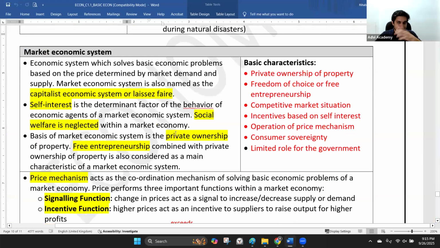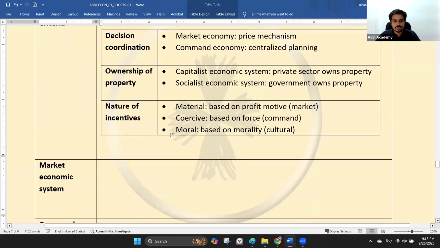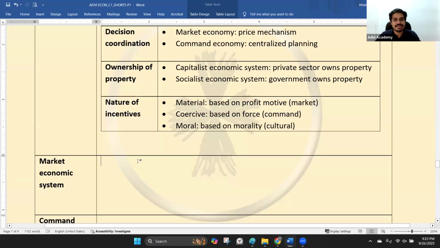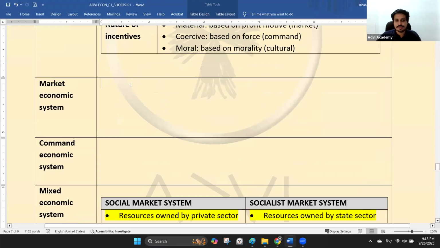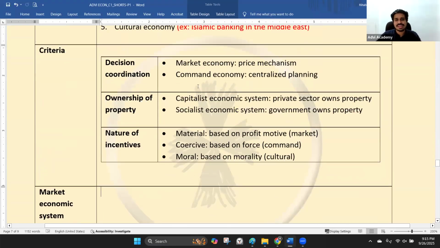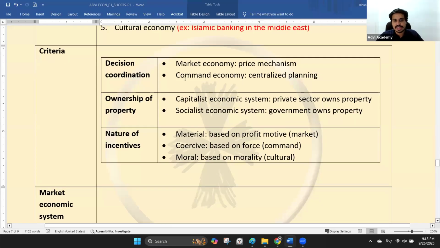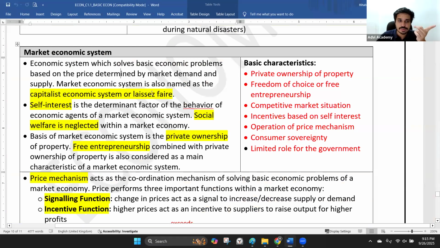Command economies, well, basic characteristics you all should know. Under command economies, we'll list down 5 basic characteristics. Under market economies also, we will list down 5 basic characteristics. Basically, a market economy has another word for it, called laissez-faire. Some exams ask that. It is also called free market, also called capitalist, and can also be called laissez-faire.